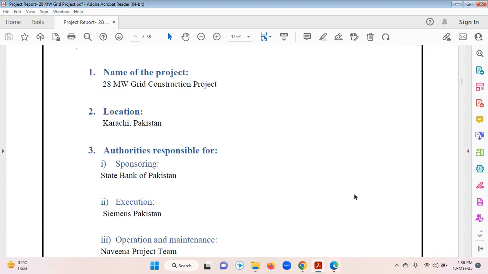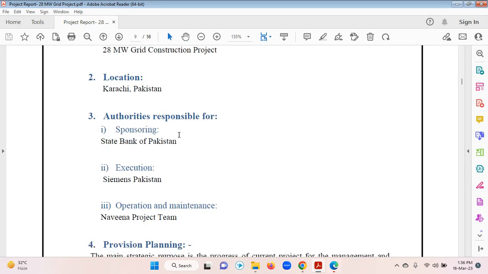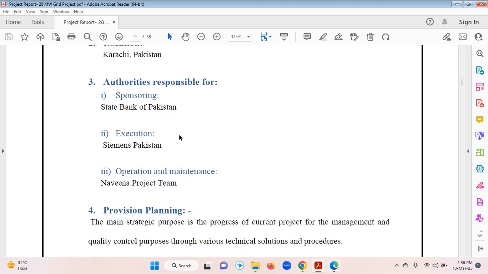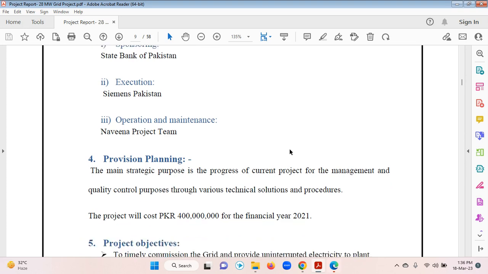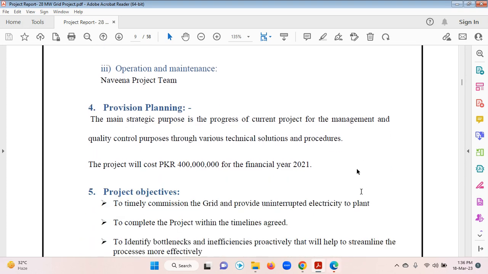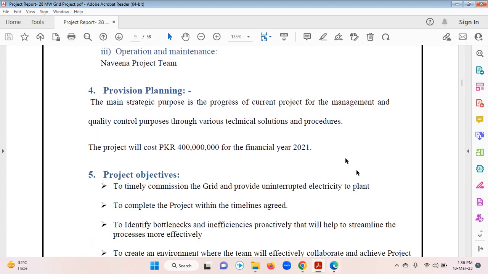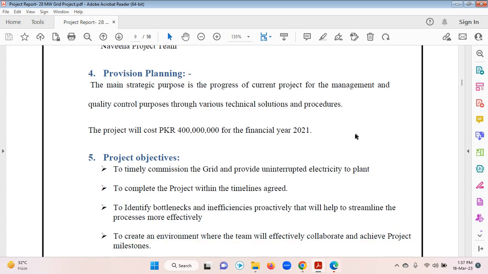This is the name of the project, 28 megawatt grid construction project. The location is Karachi, Pakistan. The project is being sponsored by State Bank of Pakistan, being executed by Siemens Pakistan, and the operation and maintenance responsibility is by the Navina project team. The project will cost around 400 million for this fiscal year 2021.